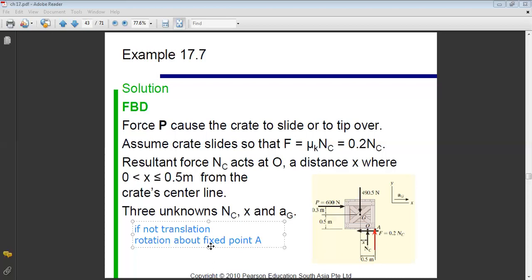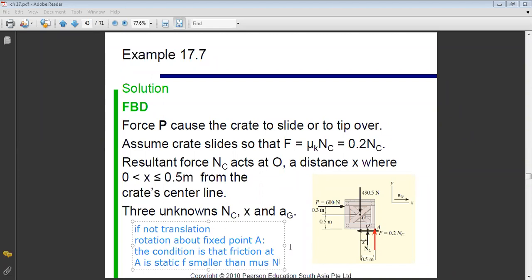If I really have rotation about a fixed point, the friction at A should be static. Not zero, it should be a static friction. So what is the condition? The condition is that friction at A is static. And how to verify that the friction is static? What is the formula? I should have F smaller than mu s times N.